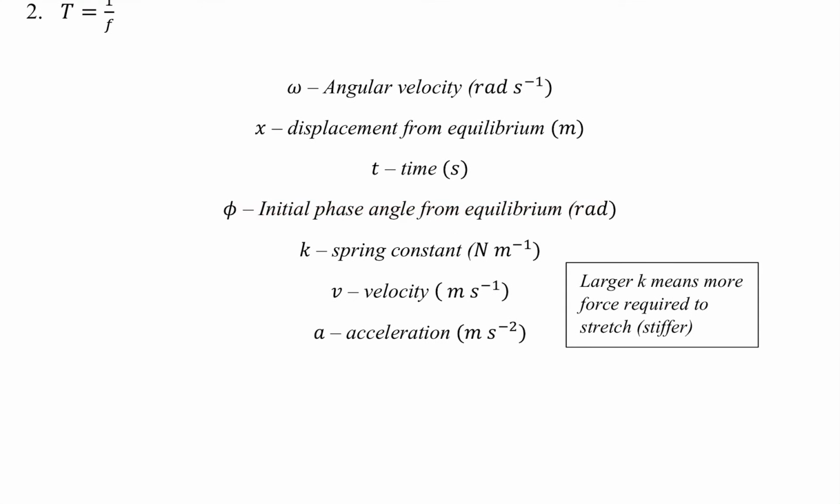I forgot and erased it already. So larger K, where K is the spring constant, means that more force is required to stretch. It means your spring is stiffer, needing more force. Okay, that's all. We have finished the first part of topic 7, which is simple harmonic motion. Okay, bye guys.